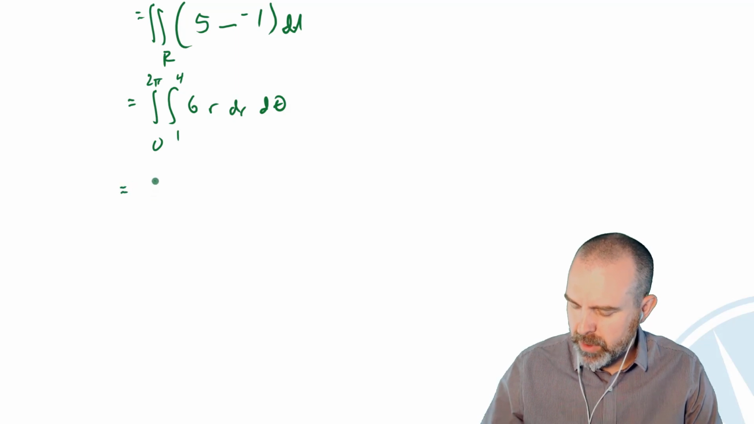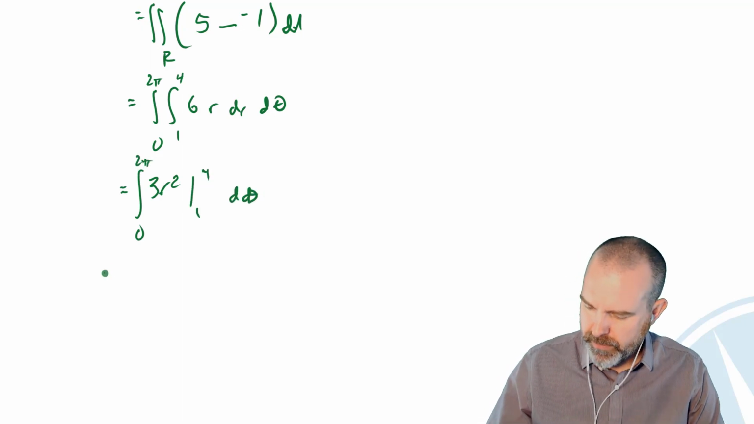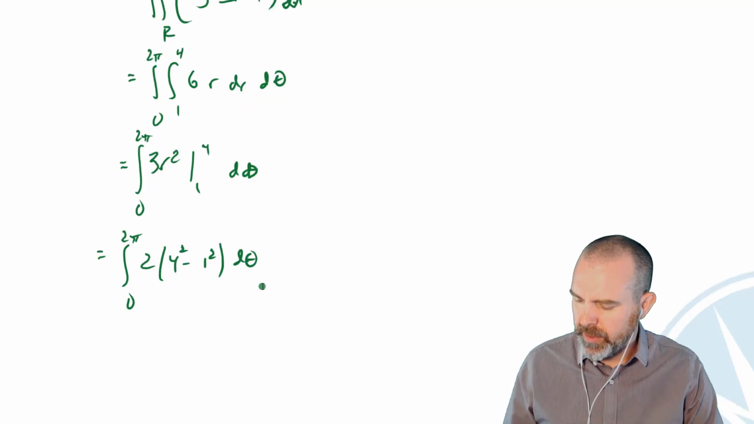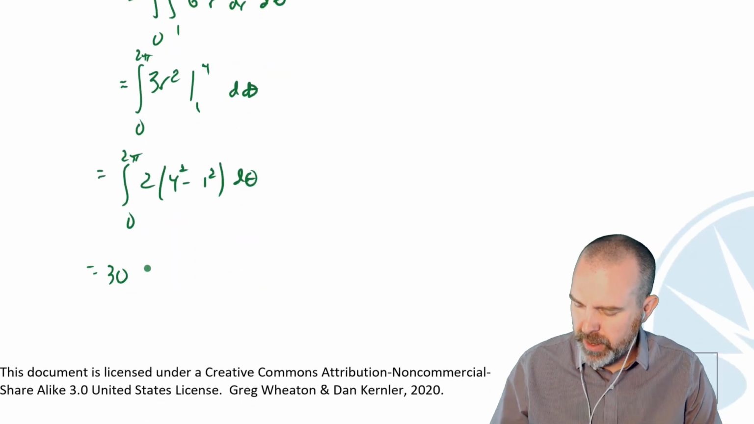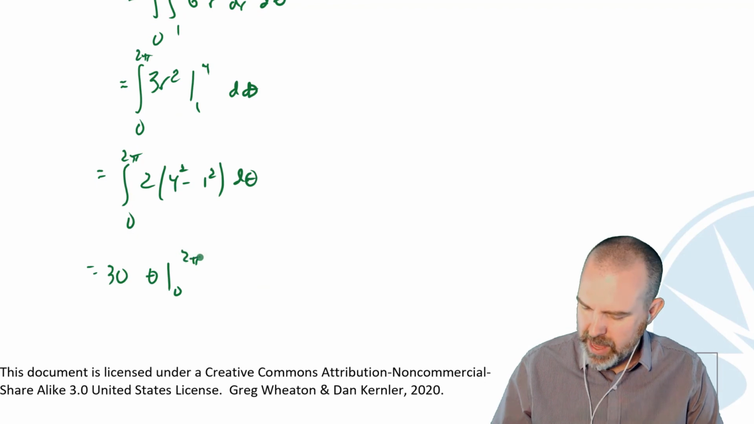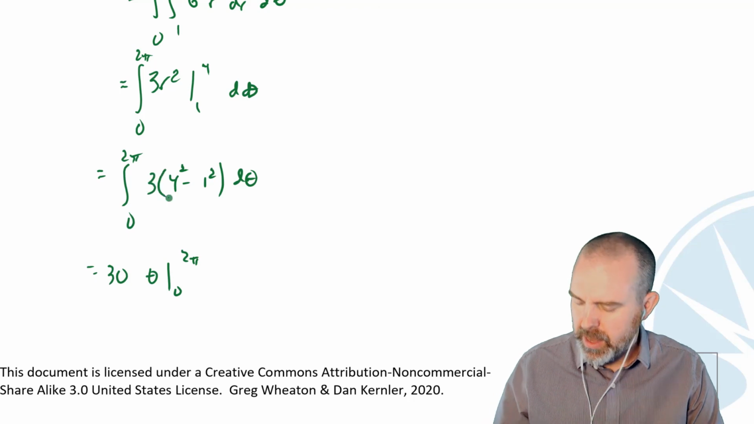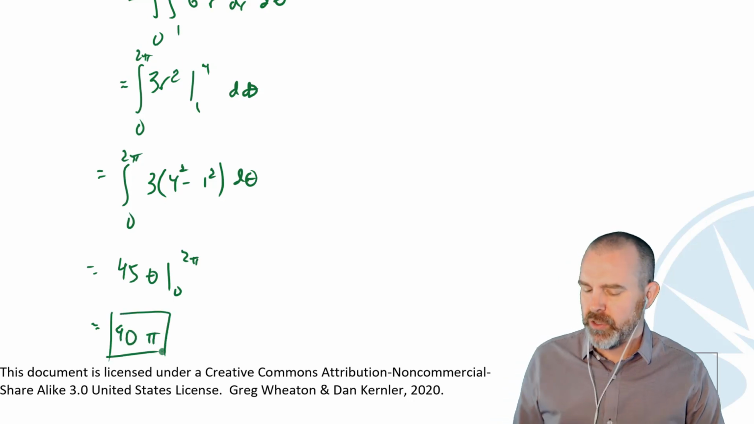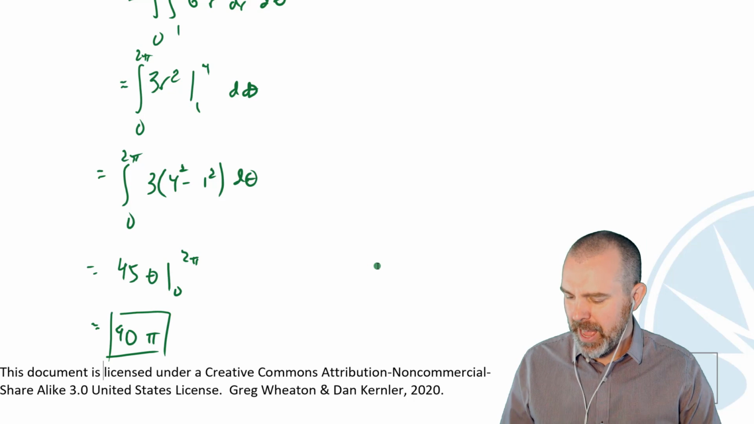That'll just be, what will that be? 3r squared from 1 to 4 d theta. Four squared minus 1 squared. I could have done that in my head. That's 15 times 2 is 30. 30, then we'll get 30 theta from 0 to 2 pi. And so, wait, no, that's a 3. So 3 times 15 is 45. 45 theta from 0 to 2 pi will be 90 pi. The circulation there is 90 pi.